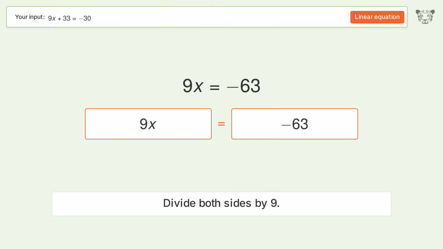The variable coefficient is 9. Divide both sides by 9 to leave the variable alone.